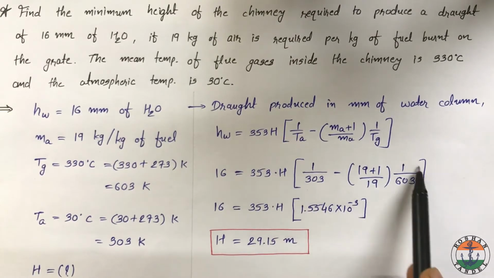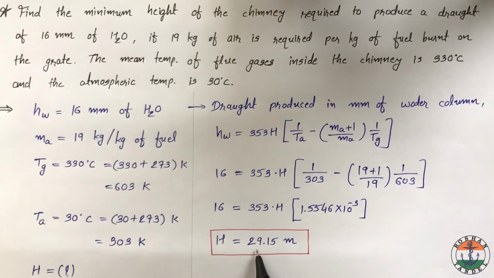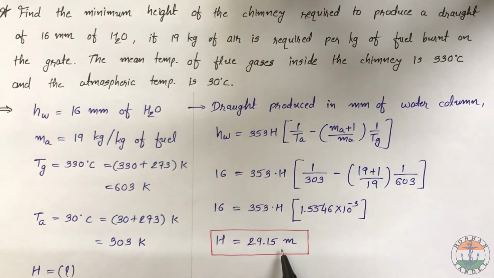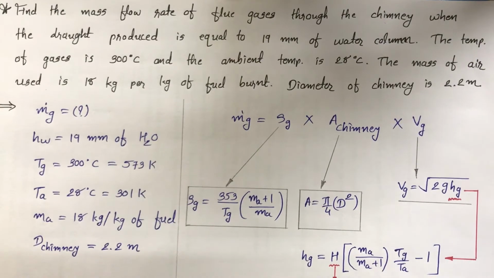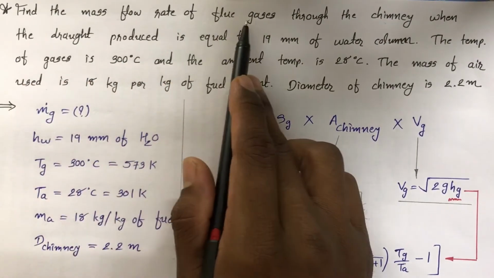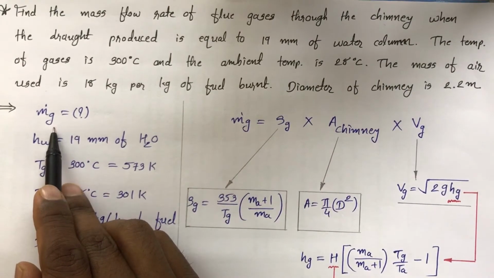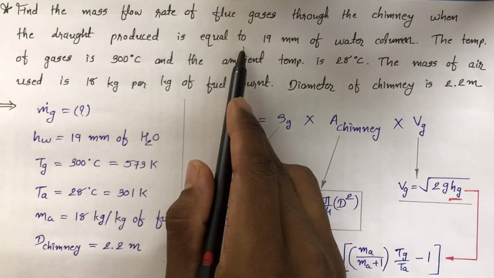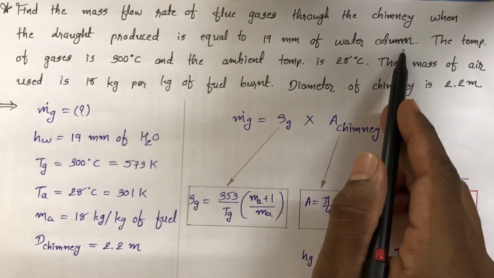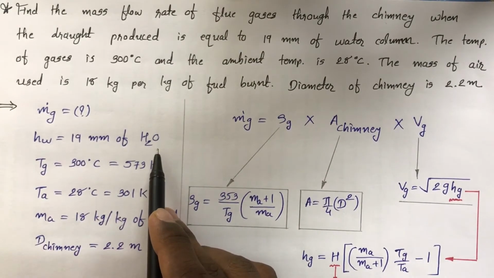Calculate the value of this bracket first and find capital H. Final value for H will be 29.15 meter. Third example. Find the mass flow rate of flue gases through the chimney. M dot G you have to find. When the draft produced is equal to 19 mm of water column. HW is equal to 19 mm of H2O.